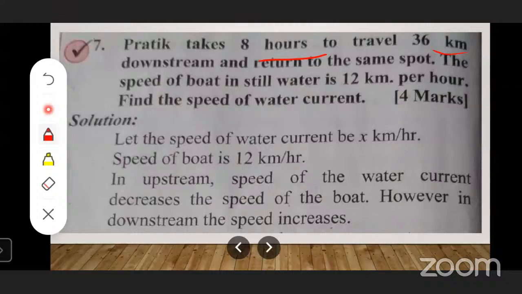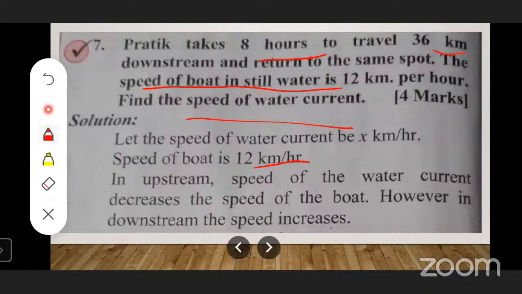Speed of the water current. Now, let us assume the speed of the water current to be x kilometer per hour. If you concentrate on this line, what has been given? The speed of the boat in still water is 12 kilometers per hour. So let us first write what is given in the sum. Speed of the boat is 12 kilometers per hour. Now, what is your next duty?